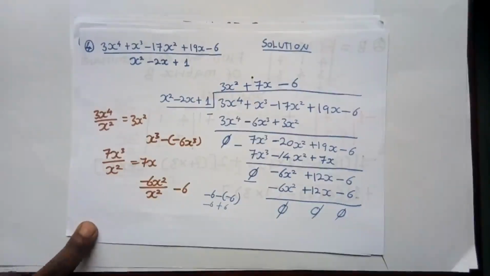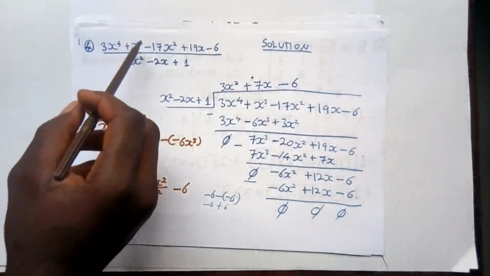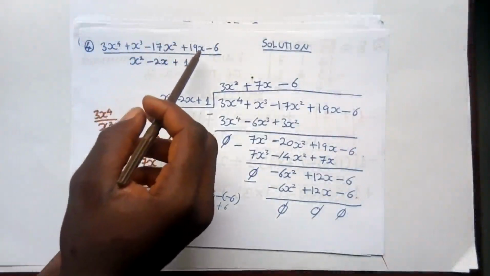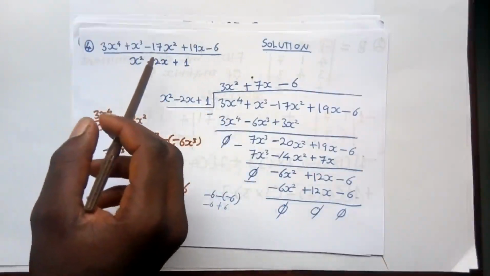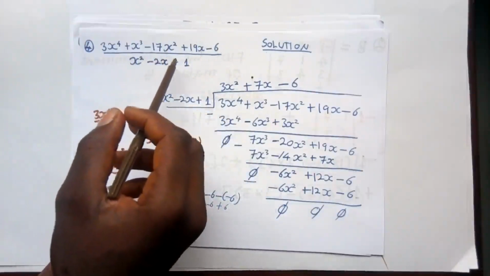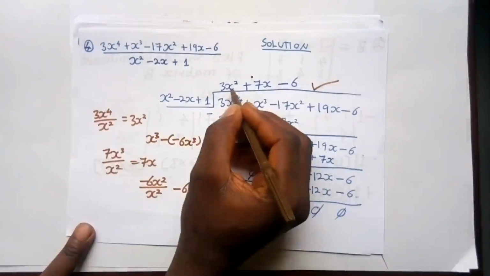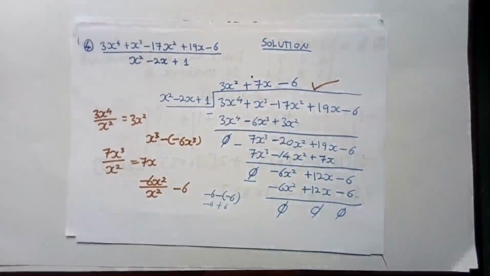So when you divide 3x raised to the power of 4 plus x raised to the power of 3 minus 17x squared plus 19x minus 6 by x raised to the power of 2 minus 2x plus 1, you have 3x squared plus 7x minus 6 as your answer.